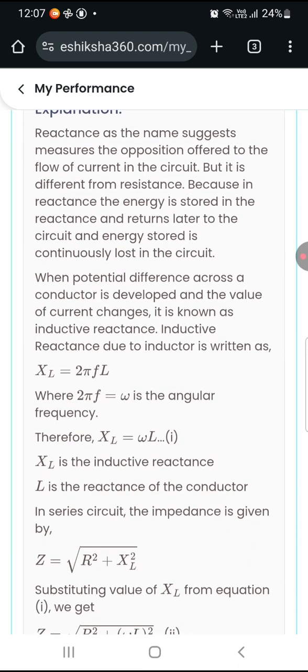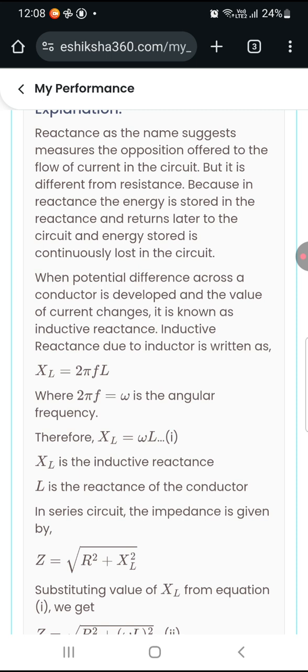Reactance, as the name suggests, measures the opposition offered to the flow of current in the circuit, but it is different from resistance because in resistance the energy is lost in the circuit, while in reactance the energy is stored and returns later to the circuit. When a potential difference across a conductor is developed and the value of current changes, it is known as inductive reactance.